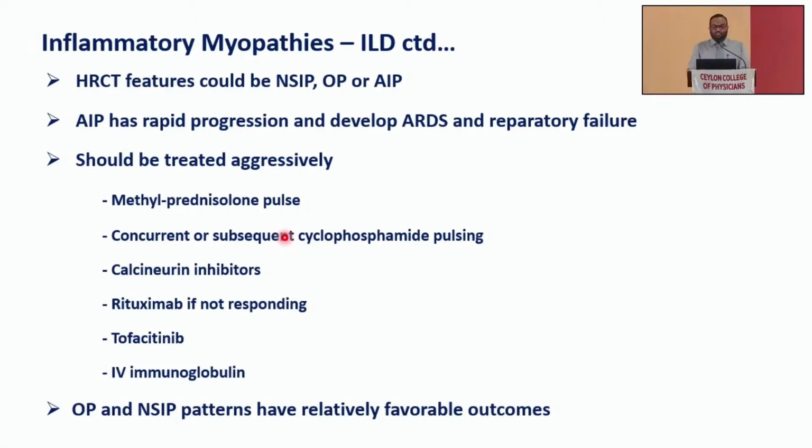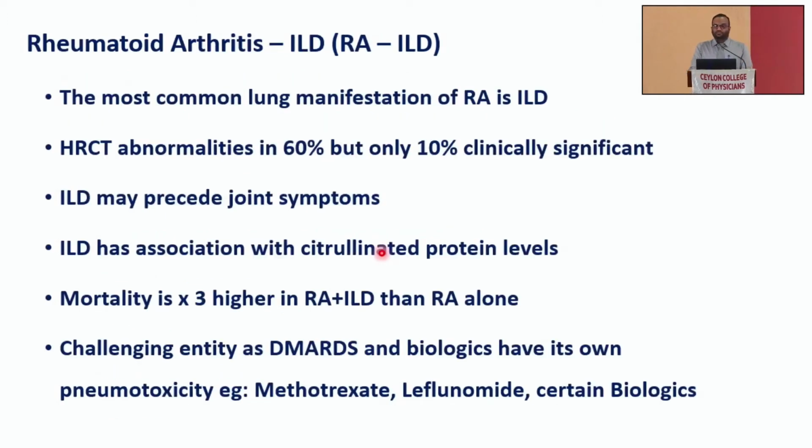And inflammatory myopathies, like I said, the most common thing is AIP pattern, but NSIP and OP patterns are also found in inflammatory myopathies. AIP has rapid progression and can develop ARDS and respiratory failure, and should be treated aggressively with methylprednisolone pulsing or concurrent or immediately subsequent cyclophosphamide pulsing, and calcineurin inhibitors, rituximab if not responding, and tofacitinib and IV immunoglobulin. And it's worth noting that organizing pneumonia and NSIP patterns in inflammatory myopathies have a better prognosis.